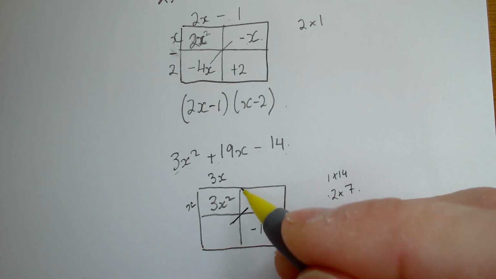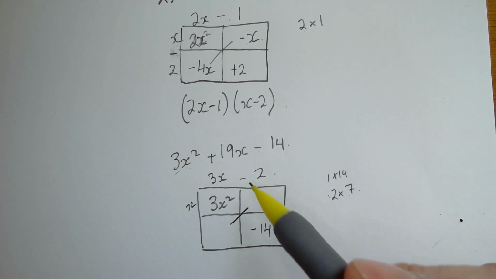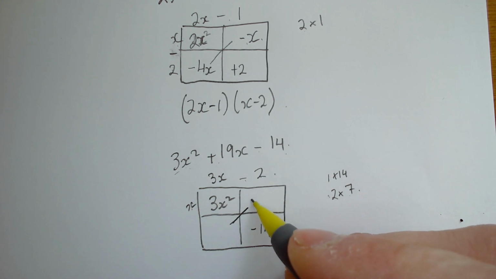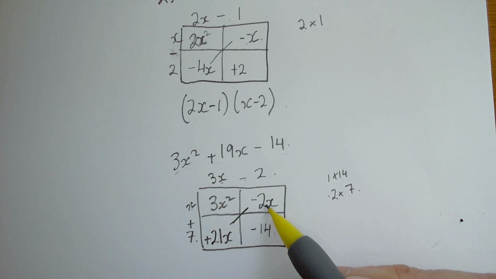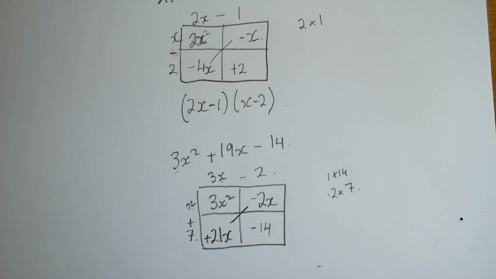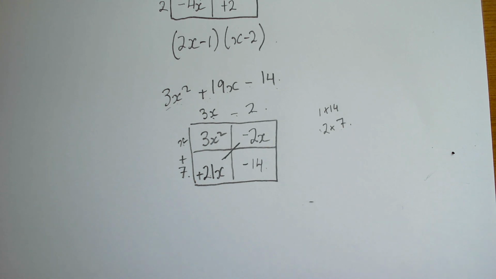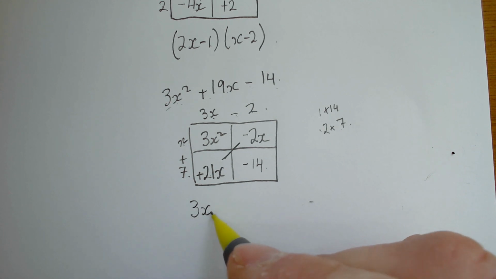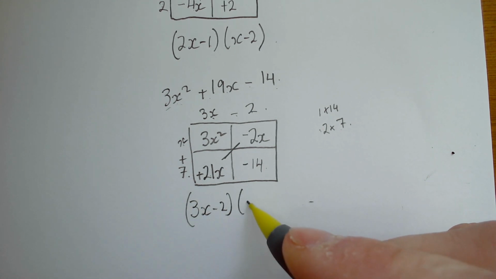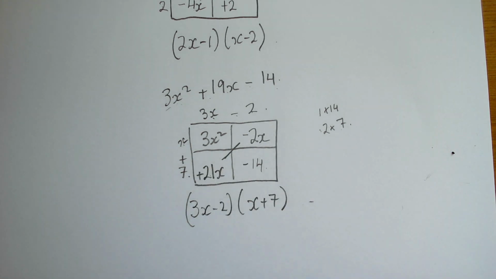So let's try minus 2 here, okay? So now we have minus 2 times x is minus 2x. And let's try a plus 7 here. And 7 times 3x is going to give us 21x, plus 21x. And when we add across the grid, we have plus 21x minus 2x, and that, of course, is going to give us 19x. So the factors of this equation here, reading across the top, are 3x minus 2 times x plus 7, reading down the left.